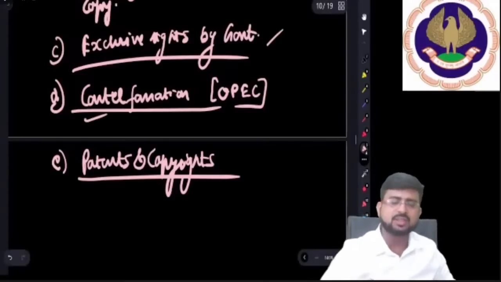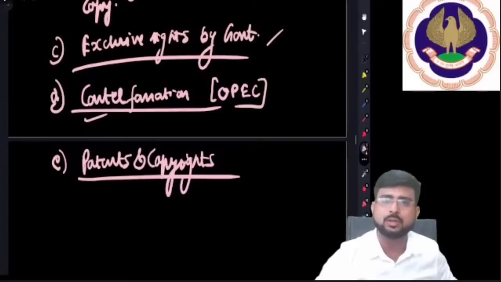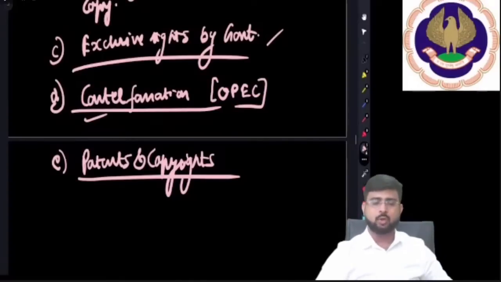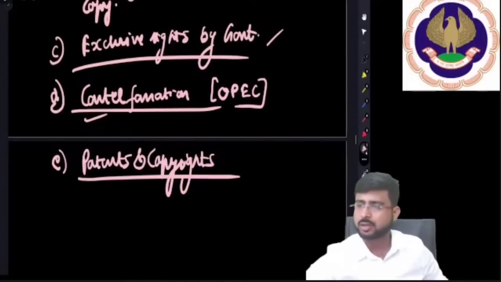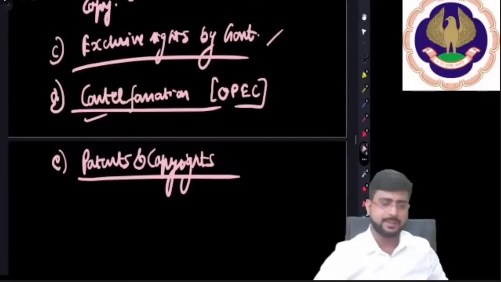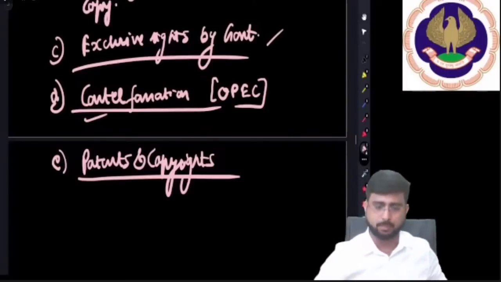Cartel basically means when some of the sellers come together and work together as a group. OPEC, Organization of Petroleum Exporting Countries, like Iraq, Kuwait, and others, have come together and are called OPEC countries. So they have become a monopoly that way, by combining together.